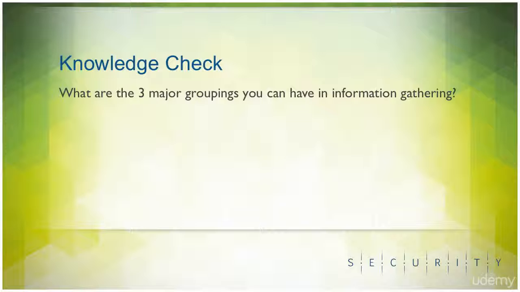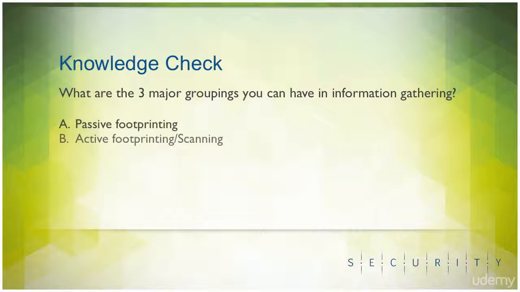So Jeff, what are the three major groupings you can have in information gathering? A, passive footprinting. B, active footprinting or scanning. C, enumeration. Or D, footprinting.